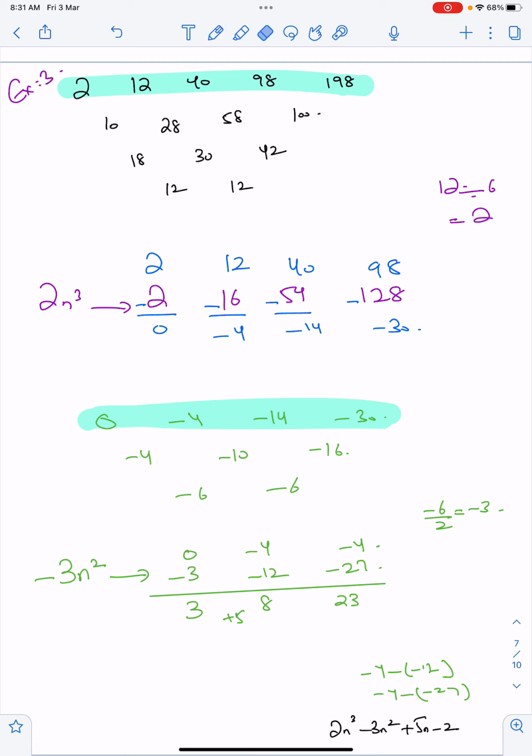Okay, I made a mistake copying this. It was a minus 14 here. So minus 14 plus 27 is a 13. Yes, so this was the mistake. This was a 13, yeah.